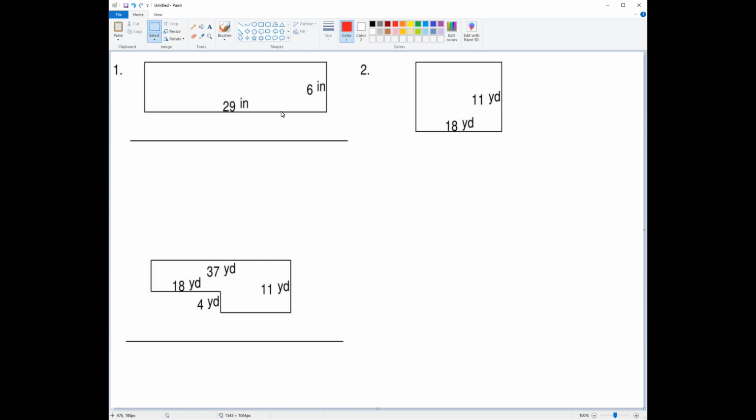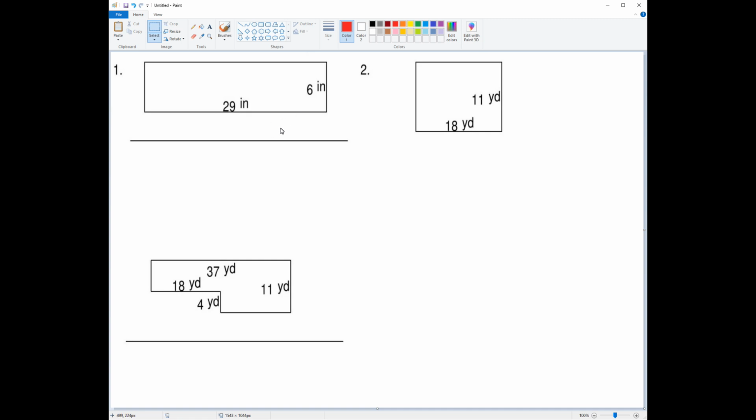And very importantly, remember not to trust what it looks like. For example, the second one here looks like a square, but as you can see, 18 and 11 are definitely not the same. So it looks like it, but it's not. Never trust the drawings, trust the numbers.